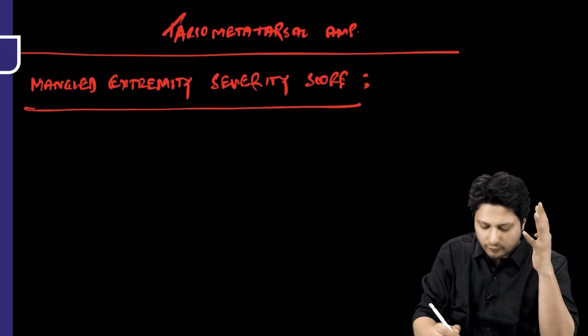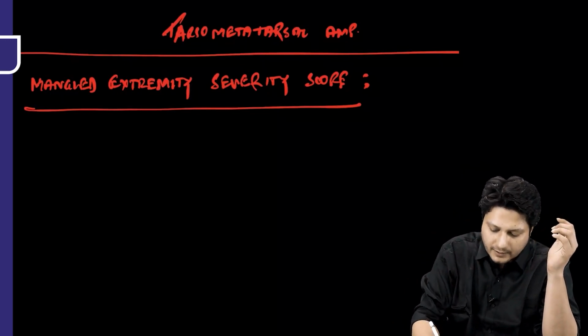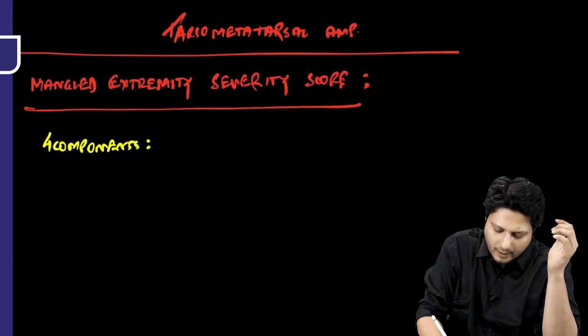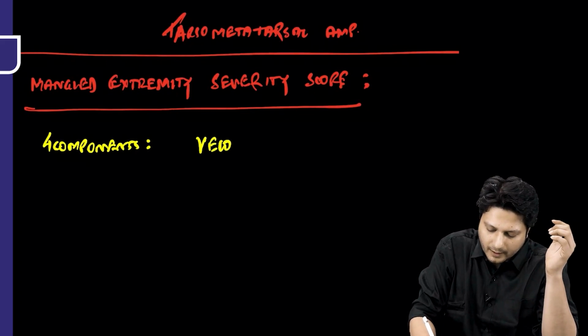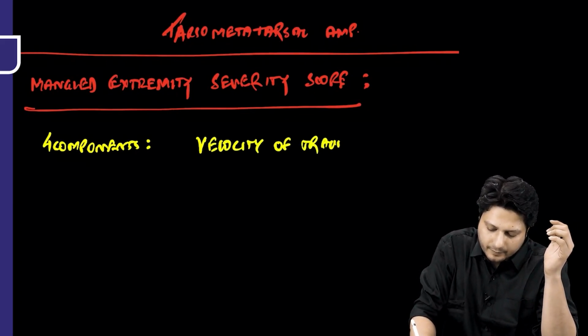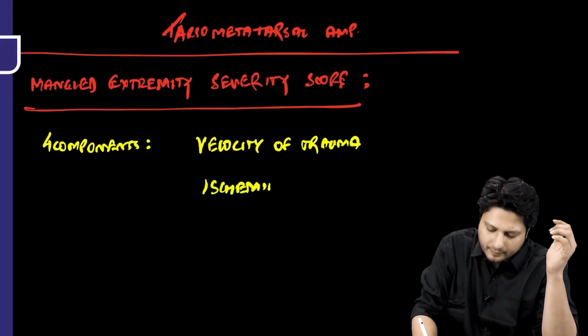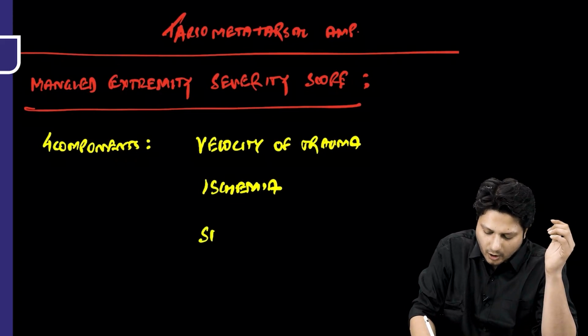All right. It has got 4 components. There are 4 considerations under this score. So the 4 components are: first, velocity of trauma; second, ischemia, that means ischemia of the limb; third, shock; and the fourth one is age.